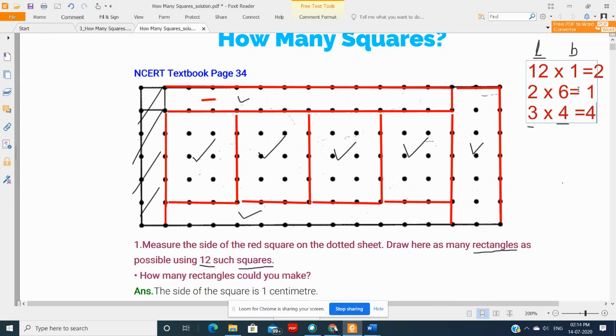4. So 4 plus 1 plus 2. Okay, 4 plus 1 plus 2. So that gives us 7.